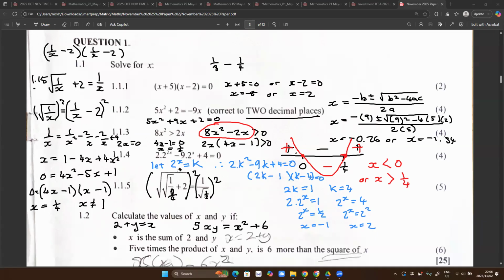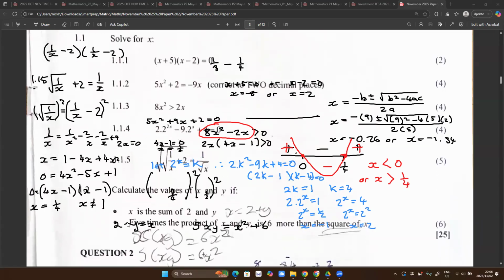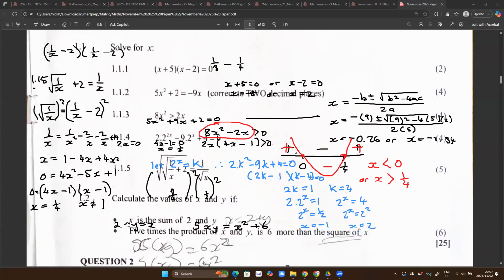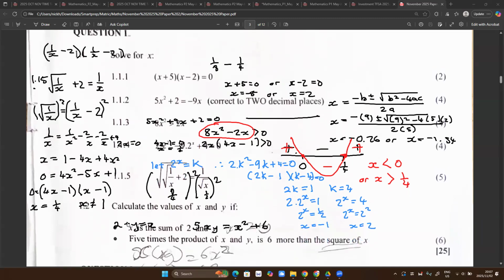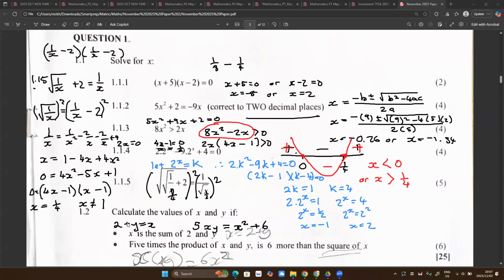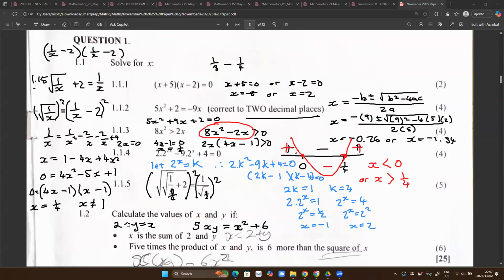Let's see how, 6 more than the square of x. I just want to scroll a little bit up. Yes, he did nicely there. He got 5xy equals 6 plus x squared. So I'm happy with that too. Okay, well done to the student. I'm not going to mention the name just in case he wants to remain anonymous.